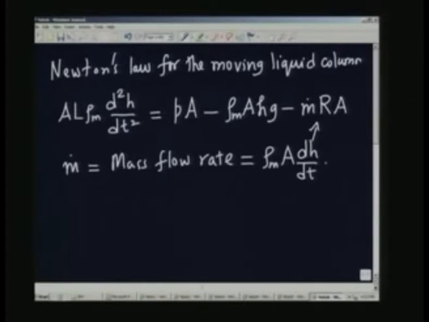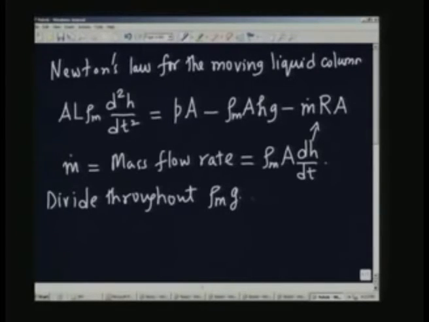I am also going to do the following. I am going to divide throughout so that the equation comes out in a nice way. So, I am going to divide throughout by rho m into G and rearrange. The student may verify this after doing this particular thing. So, I will get the following equation.